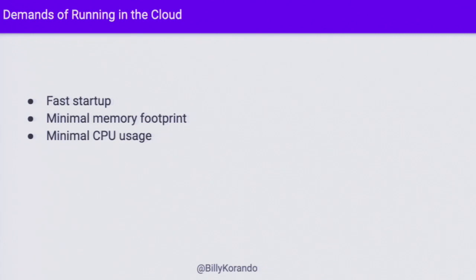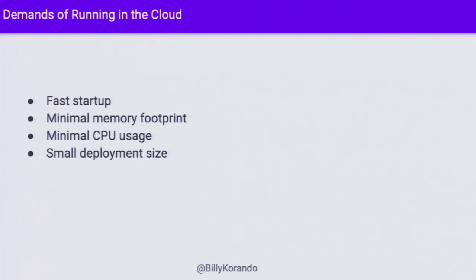So what are the demands of running in the cloud? We need something that starts up fast. We're going to be paying for that CPU, that compute resource usage, so we want to be able to take full advantage as quickly as possible. We also want something with a minimal memory footprint because memory has a very close relationship with how much it's going to cost to run that application on our cloud platform. Minimal CPU usage too, because if we're using a huge amount of CPU, that has a cost on our application and, of course, also a cost in performance or throughput.